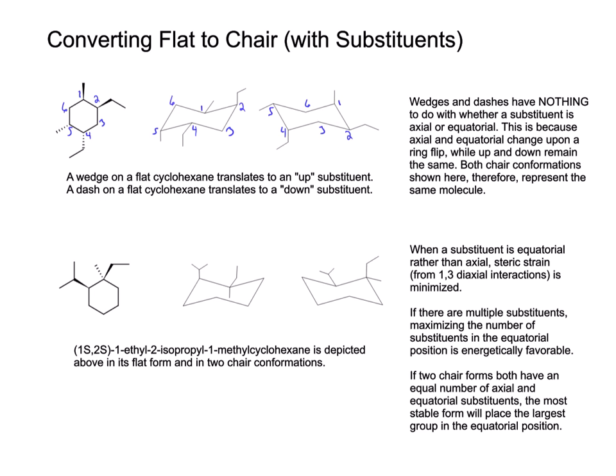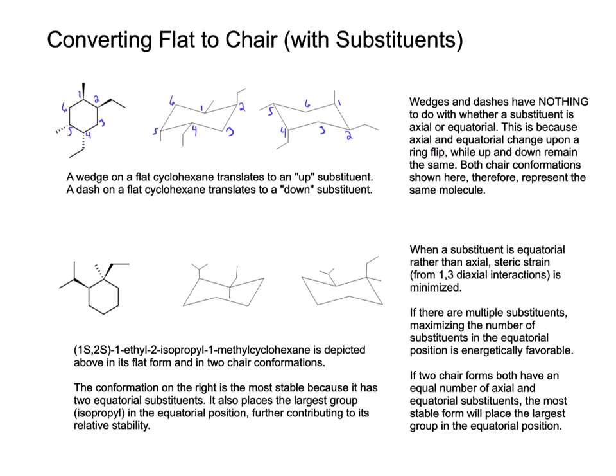So when we're comparing these two chair forms for this molecule here, we can say that the conformation on the right is the most stable because it has two equatorial substituents rather than one. Not only that, but it also places the largest group, which is that isopropyl group, in the equatorial position, further contributing to its relative stability.